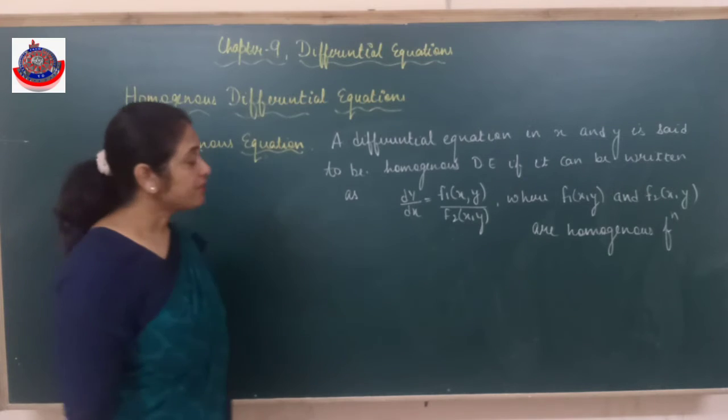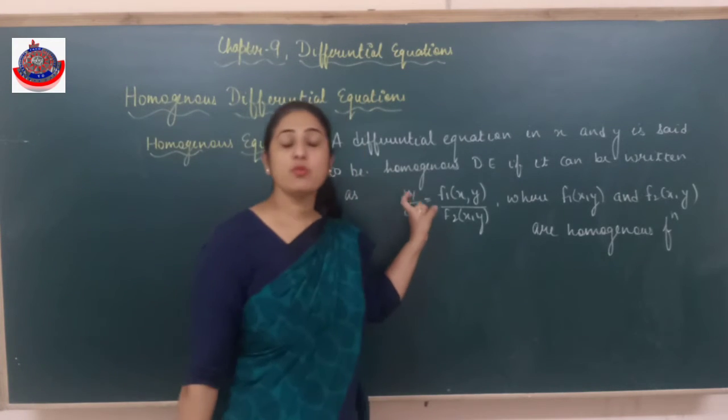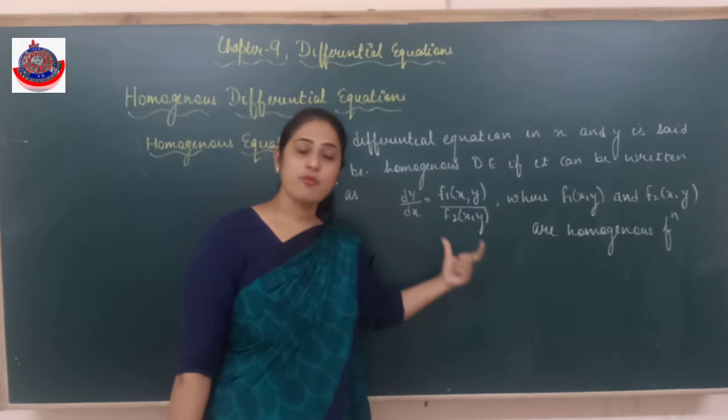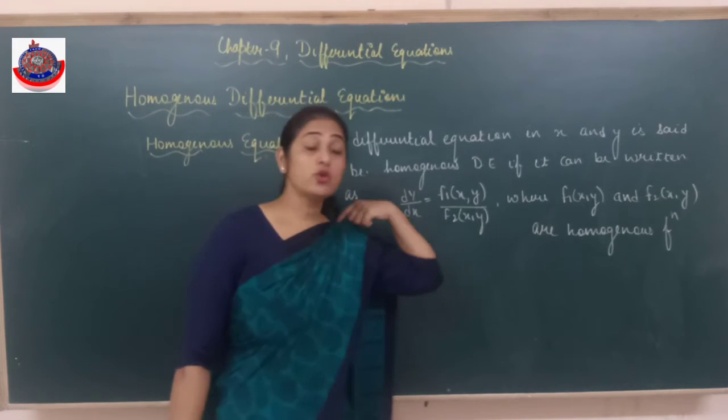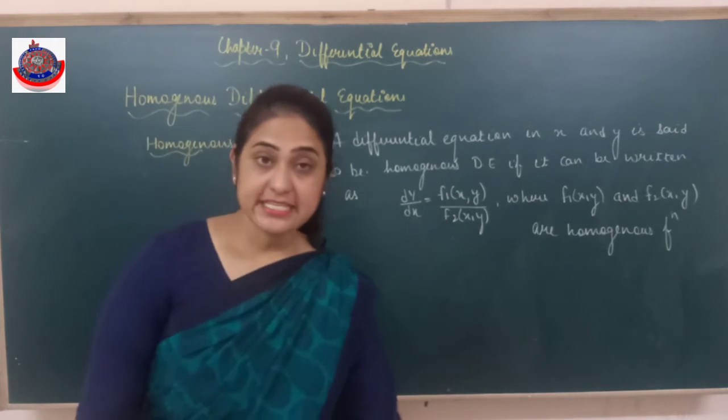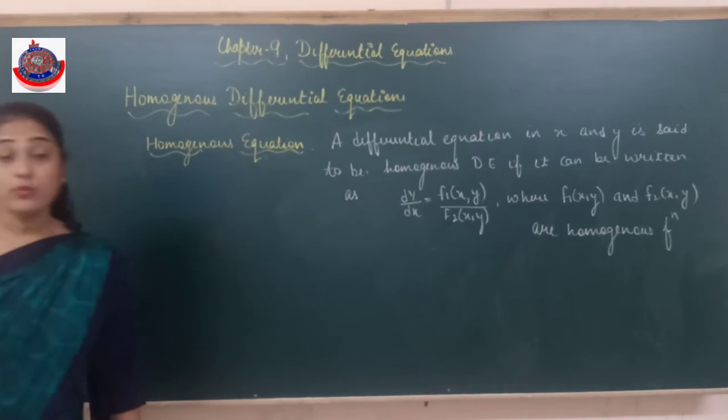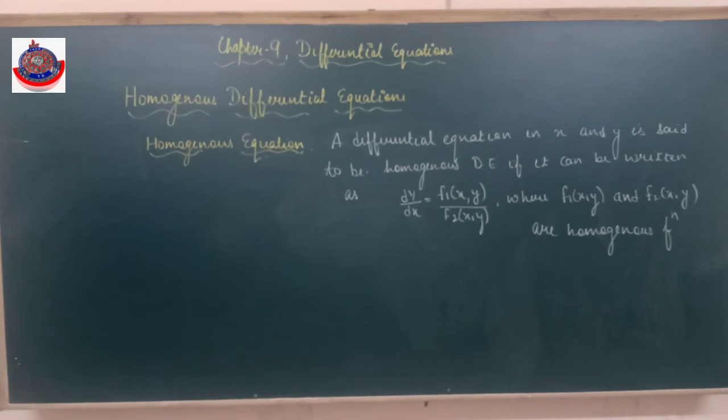Is it clear? That means a differential equation which can be put in the form of dy upon dx is equal to one function upon the other function, where both are homogeneous functions, then we say it is a homogeneous differential equation. Is it clear? Alright. Or I can give the other one which we did by homogeneous functions also. If a differential equation of the form dy upon dx is equal to f of y upon x, it is called a homogeneous differential equation.